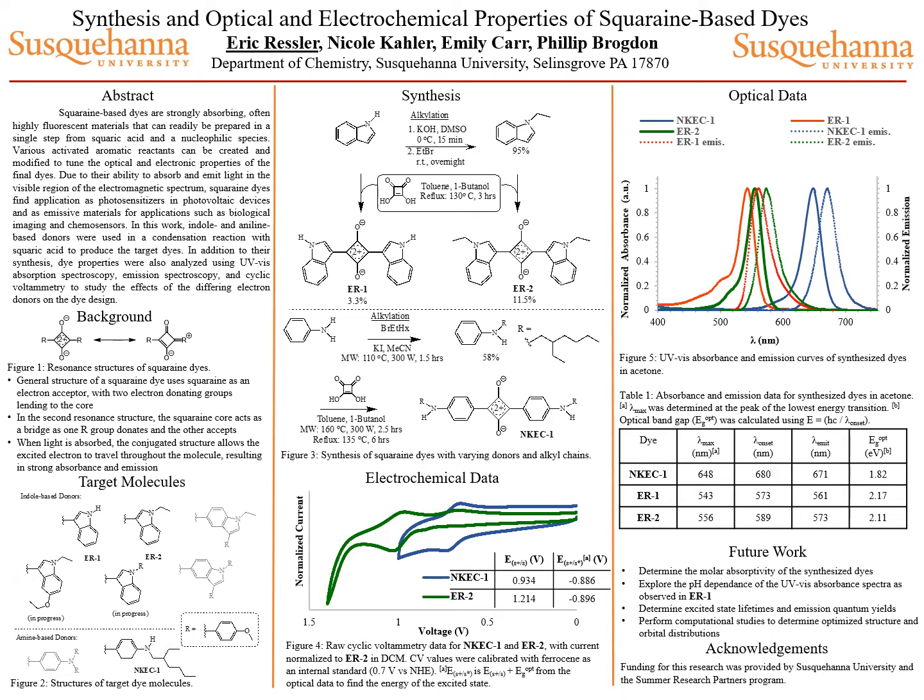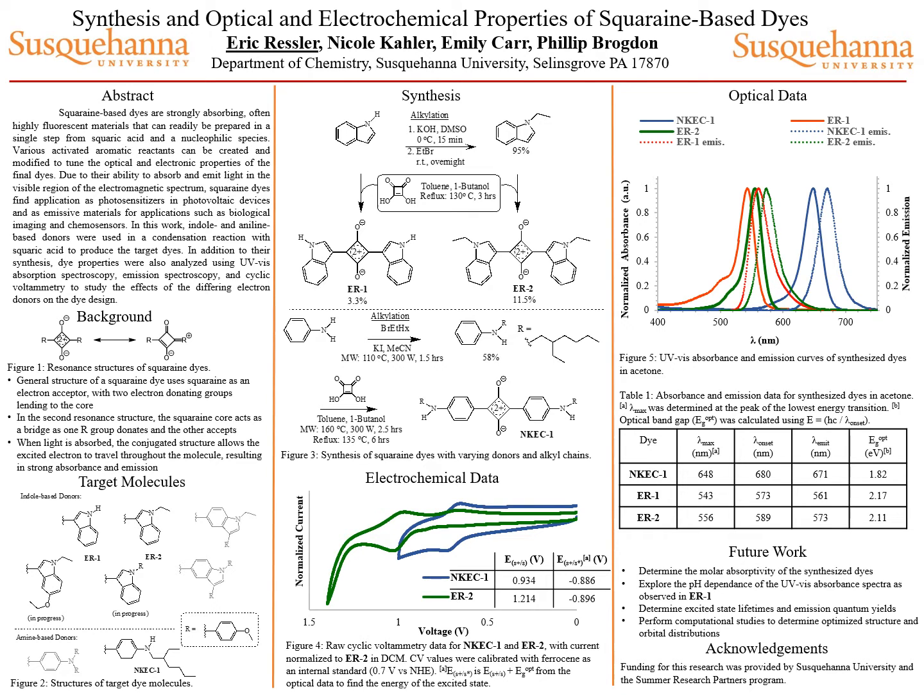This extended conjugation results in strong absorption and emission in the visible region of the electromagnetic spectrum, and due to the mobility of electrons, the opportunity for charge transfer arises. Due to these properties, squaraine dyes can be used in dye-sensitized solar cells, biological imaging, and chemical sensing.